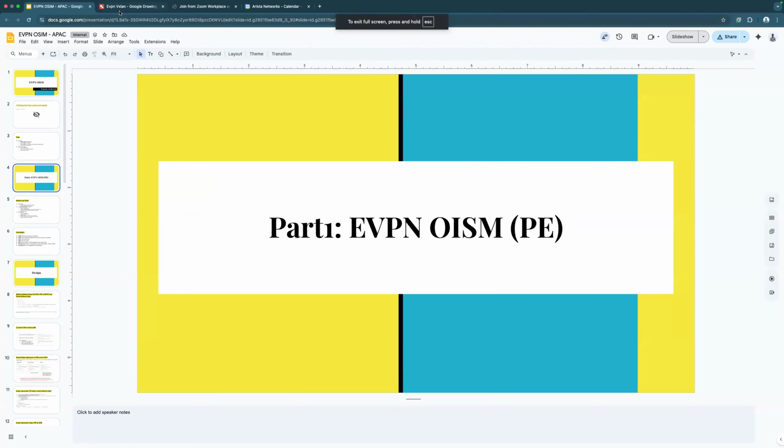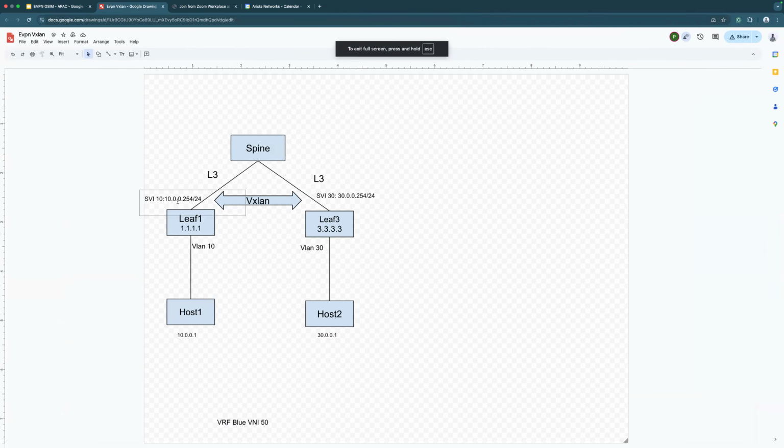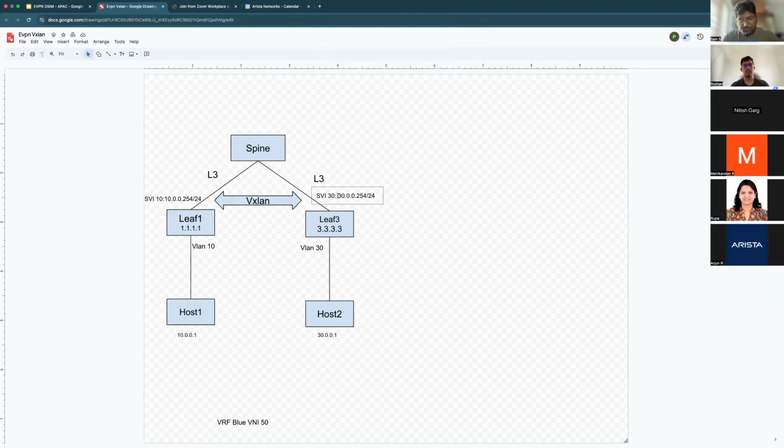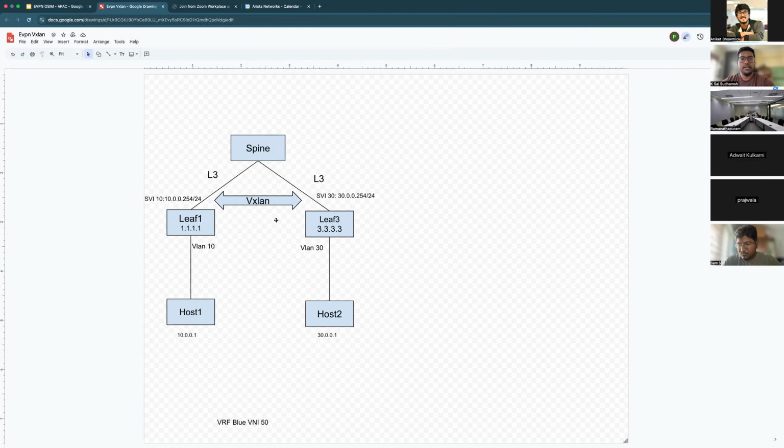So let me go back to this diagram. This is a normal EVPN VXLAN setup where we are trying to achieve communication, let's say ping for that matter, between host 1 and host 2. And the criteria here is that we just have SVI 10 on leaf 1 and SVI 30 on leaf 3, and we do not have SVI 30 on leaf 1 and we do not have SVI 10 on leaf 3. So with this condition, how are we going to achieve the communication between host 1 and host 2?